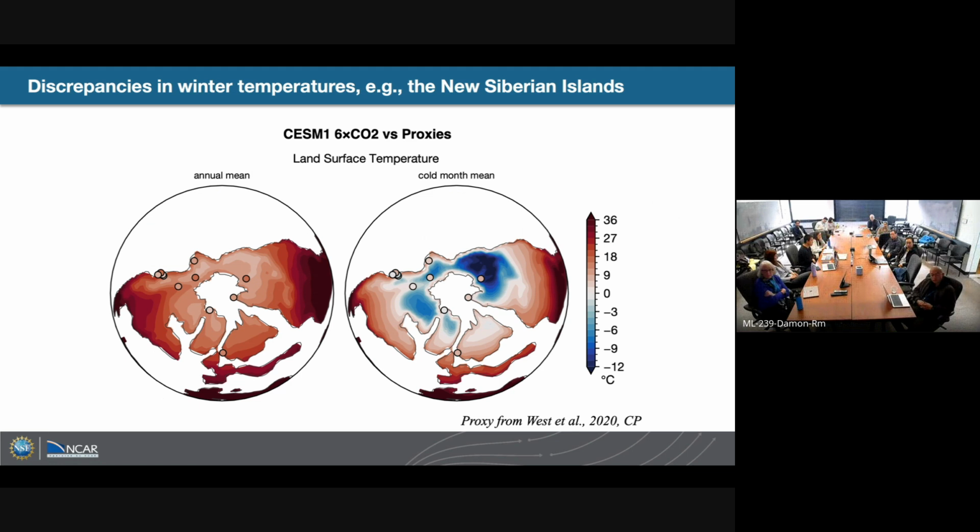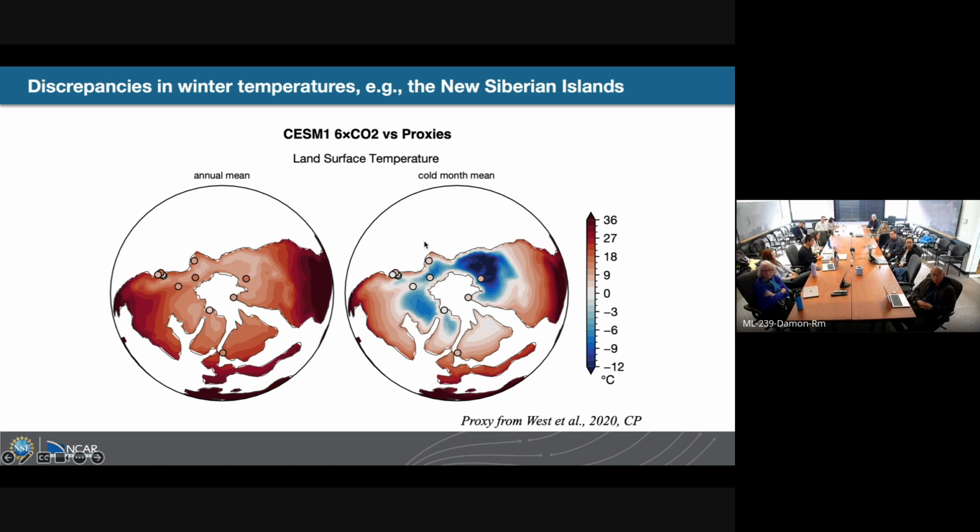And another important aspect which has been mentioned today is the above freezing winter temperatures. That's one important element of the equable climate problem. That's what this slide is about. But starting from the annual mean, you can see that the model can overall match the temperature in annual mean from the terrestrial records. So now we are looking at the northern hemisphere.